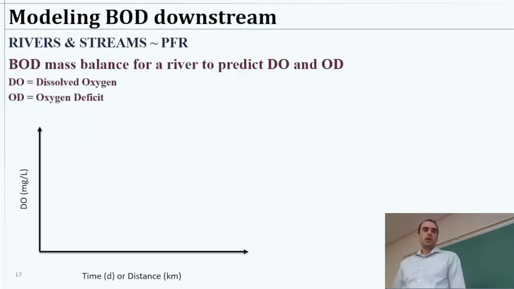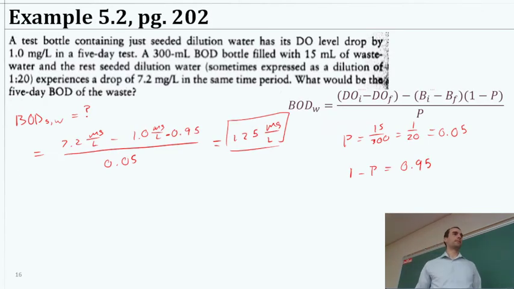Okay, so with that, I want to talk a little bit about how BOD is going to act if you discharge wastewater into a river. Got a question? I had a question on the last problem: where does the 5-day BOD come in?